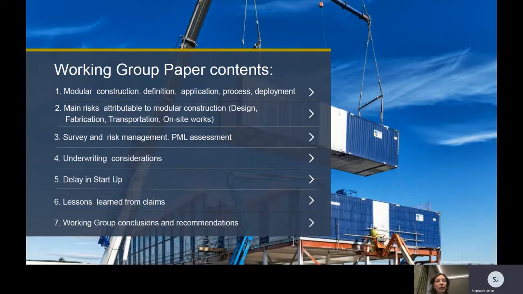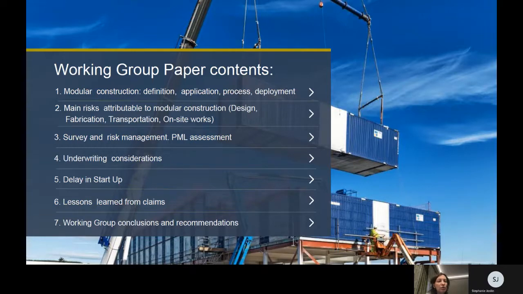In our working group paper, we covered several very important sections. First is modular construction itself, its definition, how it is applied, the processes, the deployment, and so on. The next section is main risks attributable to modular construction, and here we have split them into four stages: design, fabrication, transportation, and on-site. And we will later on show why. Next section is concerning survey and risk management and PML assessment, and Mamoon will dive deep into this section with some additional examples and comments.